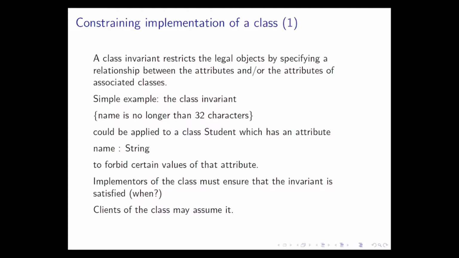Implementers of that class have to ensure that the invariant is satisfied, and as I said a moment ago, there's a slight question about precisely when it has to be satisfied. It may be too stringent to say at absolutely every instant. Clients of the class may assume that the class invariant will hold, and of course that is the major clue as to when implementers of the class have to ensure that the invariant is satisfied. It must be satisfied whenever a client of the class might start interacting with an object of it, we should be saying, of course.